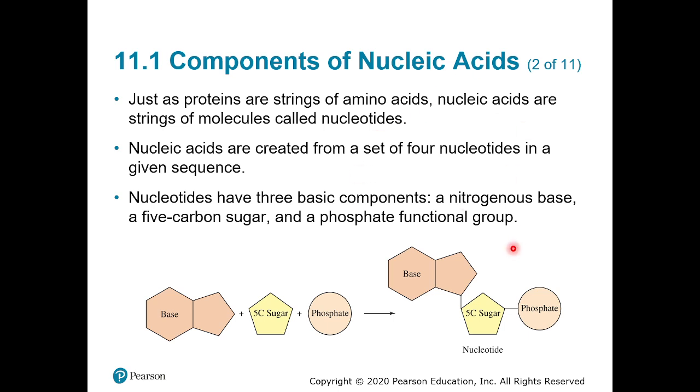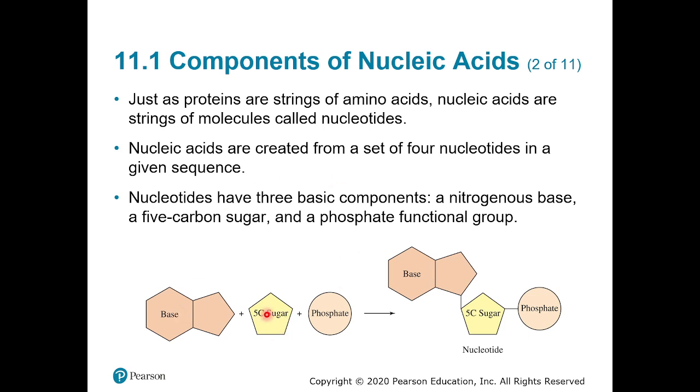Okay. And so nucleotides are going to have 3 basic components. There's the base component. This is a nitrogenous base right here. Remember those heterocyclic nitrogen rings? That's what those are. Those are actually what tell you whether it's an A, T, G, C, or in RNA, U. Okay.